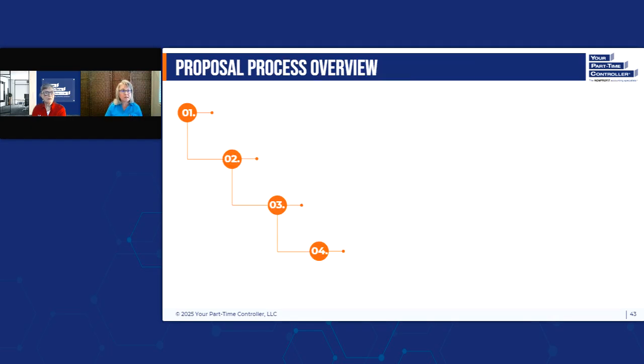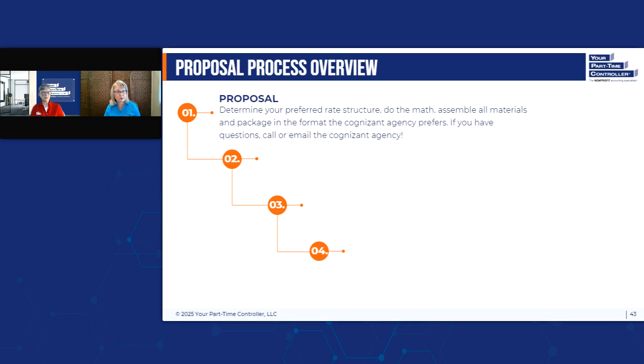To summarize, these are the steps in the proposal process. Number 1, determine your preferred rate structure, do the math, assemble all materials, and package in the format that the cognizant agency prefers. Many cognizant agencies will provide an indirect cost rate checklist for ease in packaging the proposal.